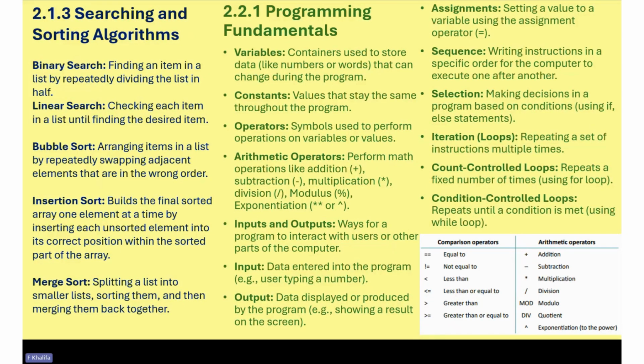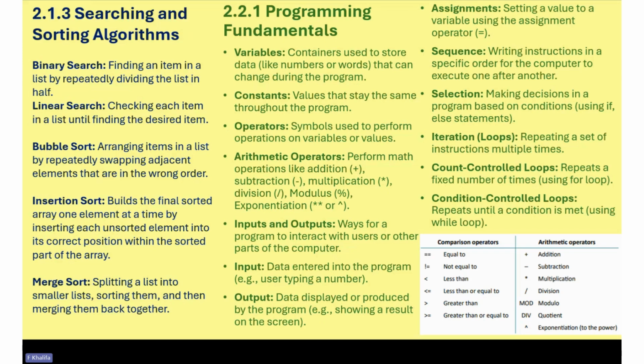2.1.3, searching and sorting algorithms. We've got binary search, finding an item in a list by repeatedly dividing the list in half. You may be asked to show the steps or paths within a pre-given list. Now remember, binary search can only be done if the list is sorted. Linear search can also be done on an unsorted list, and that's checking each item in a list until finding the desired outcome. Those are the only two searches that you need to know.